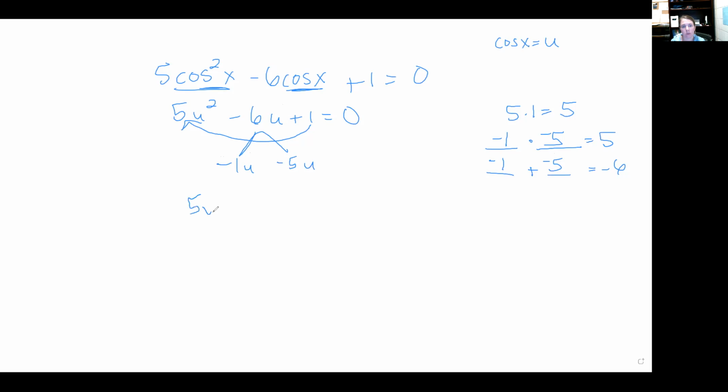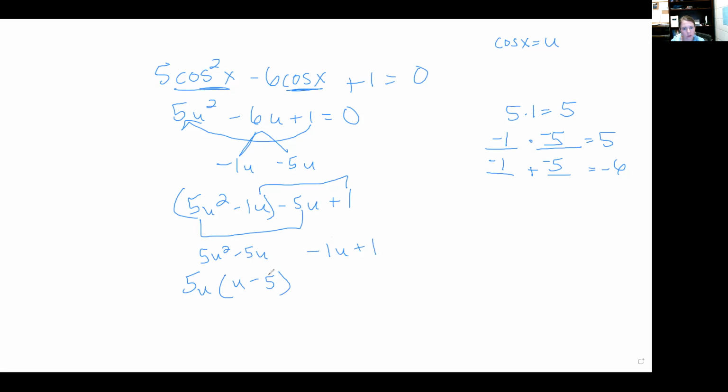And so now we have 4 terms, and we can factor this by grouping. I'm going to group these 2 and these 2. So I have 5u squared minus 5u, and then I have a -1u plus 1. What do these 2 have in common? They have a 5 and a u. So I bring out a 5u. And 5u times what gives you 5u squared? That's going to be a u, minus 5u times what gives you -5u, and that's going to be a 1, sorry.